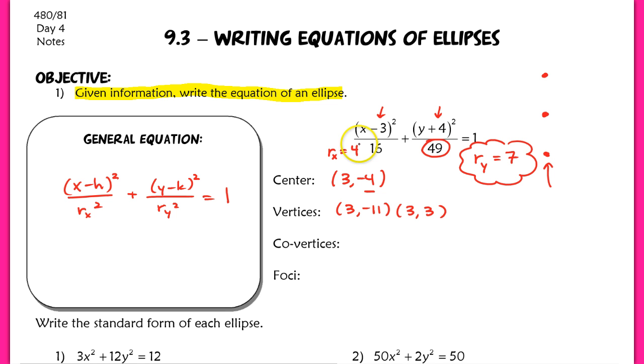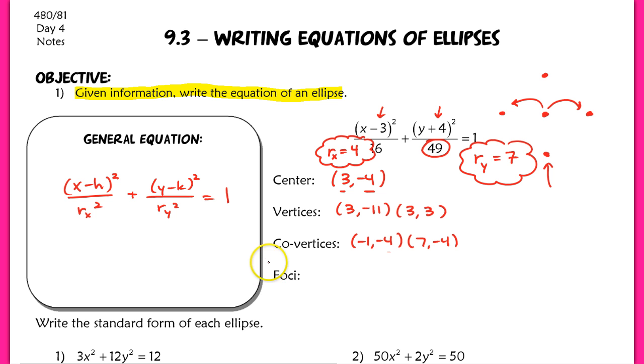Now for the covertices, I'm going to do the same exact thing. This time I'm going to use the Rx here as 4. This time I'm going to add and subtract from the x value. That center here needs to be translated left and right. So for the point to the left of that center, I would subtract 4. So I'm going to be at -1, -4. Notice that the y value here stays the exact same. To go to the right, I have to add 4. So I'm going to be at 7, -4.